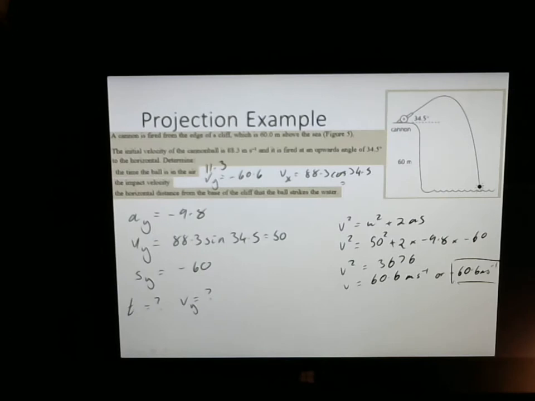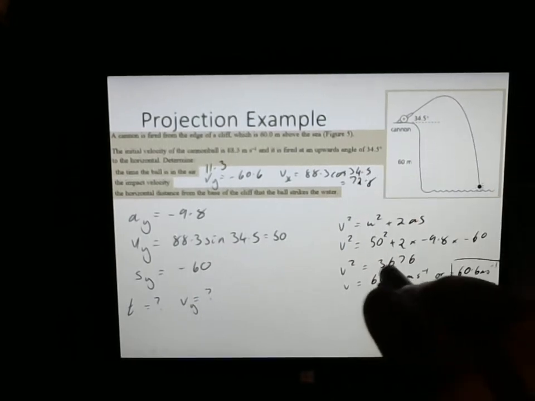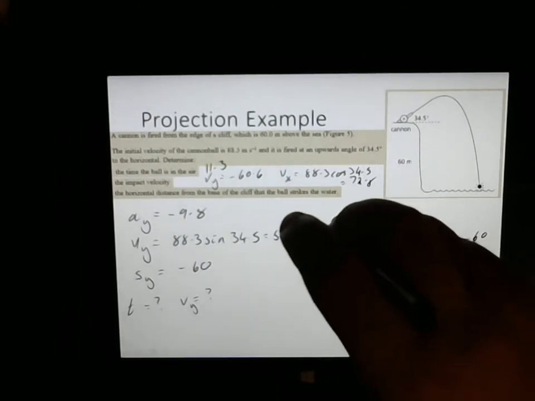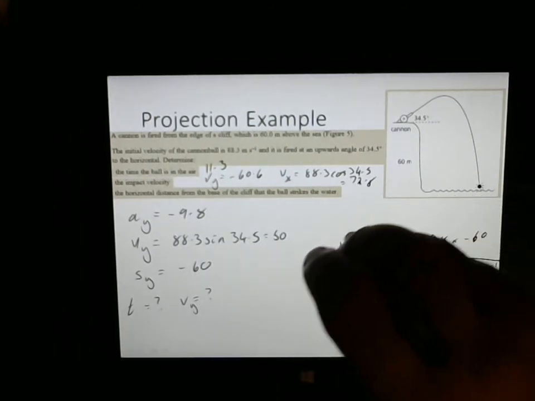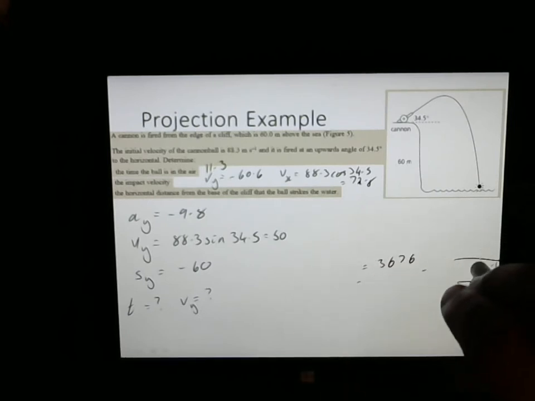Which equals, let's work that out, 88.3 cosine 34.5 gives us 72.8. Okay, and that's good because we're going to need that in a second. Let's go and draw our... Actually, let's erase all this.